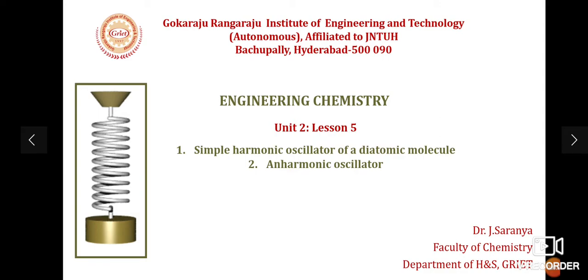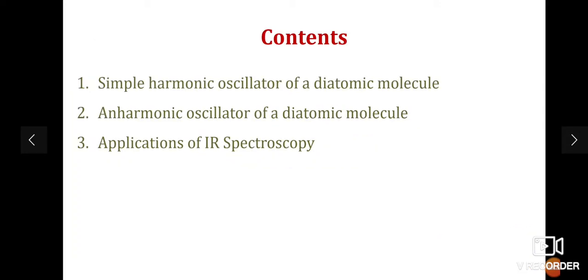Today we are going to learn unit 2 lesson 5, simple harmonic oscillator and anharmonic oscillator of a diatomic molecule. As I told you, IR spectroscopy is a part of molecular spectroscopy, and we observe changes in the vibration of a molecule in the IR region. So what are the contents we are going to see today? Simple harmonic oscillator of a diatomic molecule, anharmonic oscillator of a diatomic molecule, and some applications of IR spectroscopy.